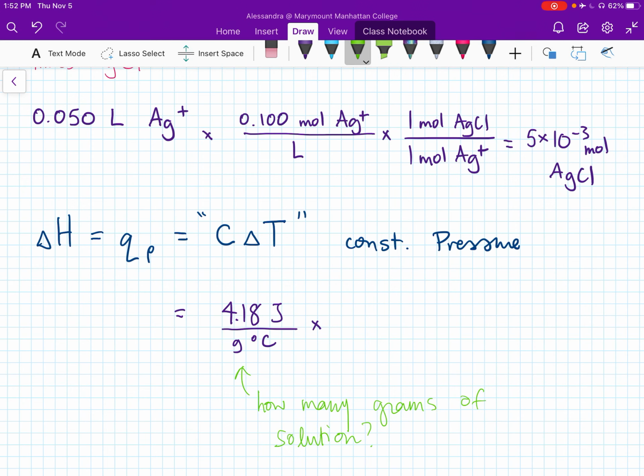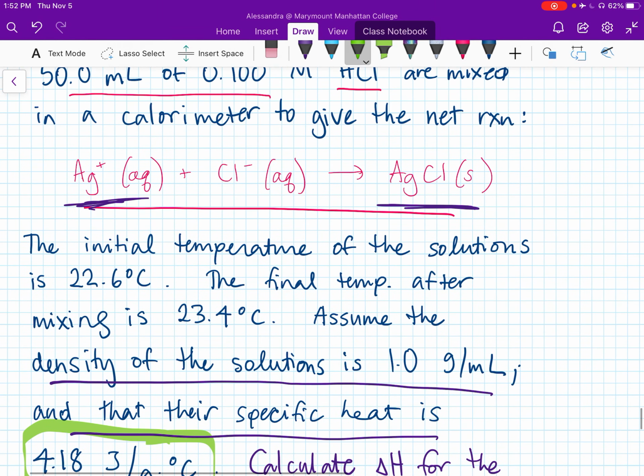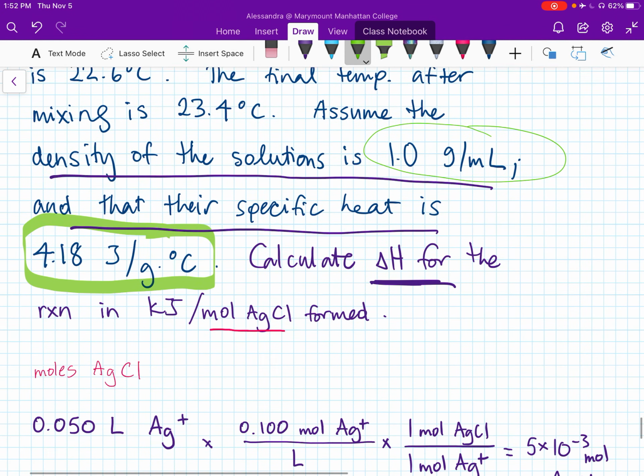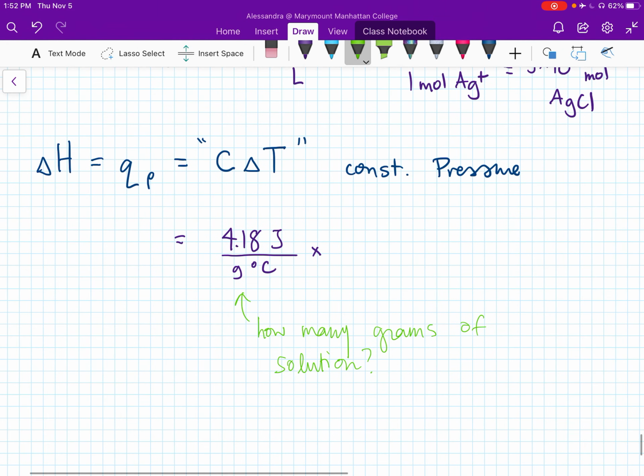Well, I have 50 milliliters of one and 50 milliliters of the other, and I know their density is 1 gram per milliliter. So 100 milliliters total if I'm adding them together, and at 1 gram per milliliter, that gives me 100 grams of solution. Okay, 100 milliliters of solution is going to be 100 grams because I'm assuming that the density is 1 gram per milliliter. So I'm going to multiply this by 100 grams of solution, and that will enable me to cancel out the grams.